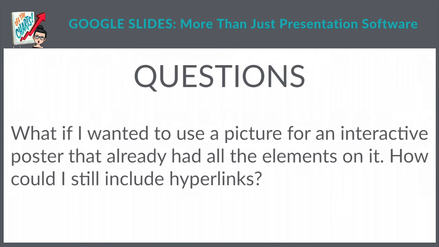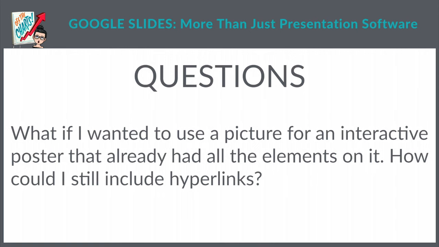This next question is a fantastic one. I'm actually glad that it got asked. It's what if I wanted to use a picture for an interactive poster that already had all the elements on it? How could I still include hyperlinks? Now, this year when I did the interactive poster with my grade 7 kids, I actually have a group of kids that are very, very artistic, and they utilize their Google tools, especially like Google Drawing, really, really well.